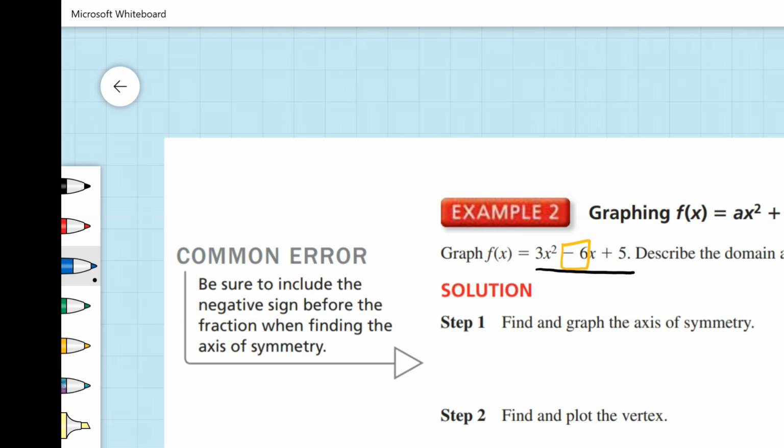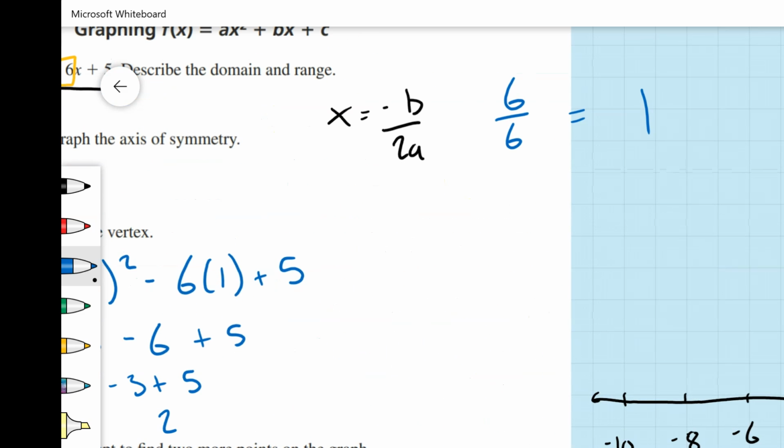So once again, we can find our vertex because we know that the vertex will be at x equals 1. So if we substitute that here, we have 3 times 1 squared minus 6 times 1 plus 5. 1 squared is 1, so we have 3 minus 6 plus 5. That's negative 3 plus 5, which is 2. So we know that our vertex will be at 1, 2, and we could go ahead and graph that. So there's the point for our vertex.